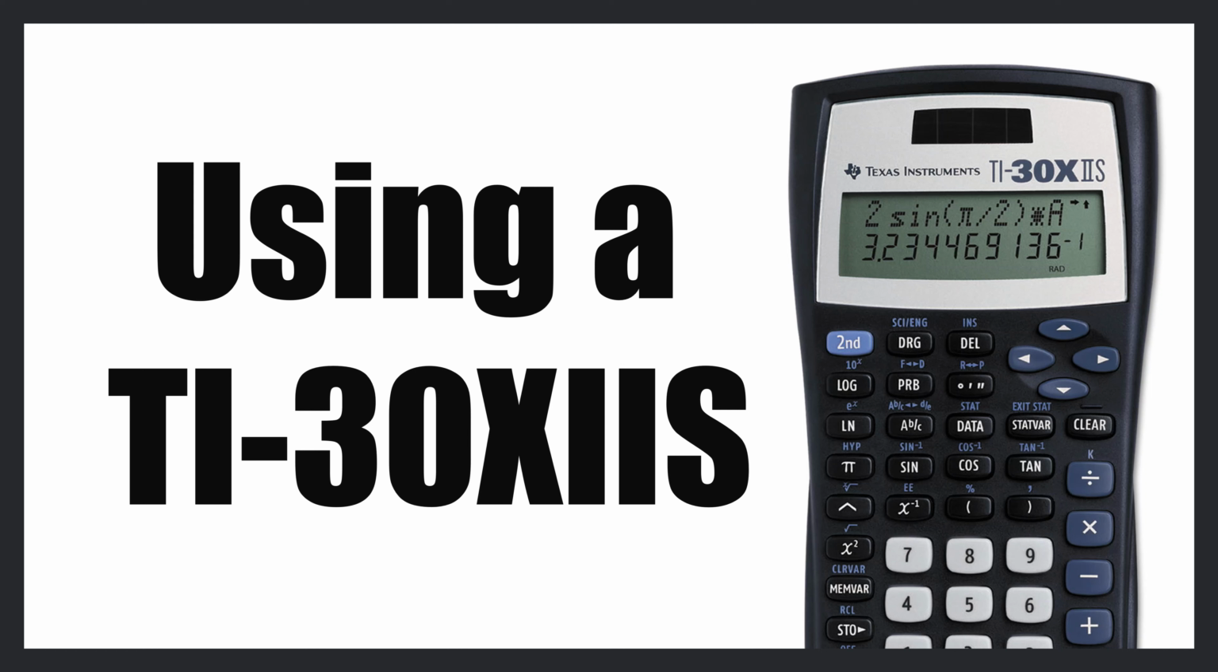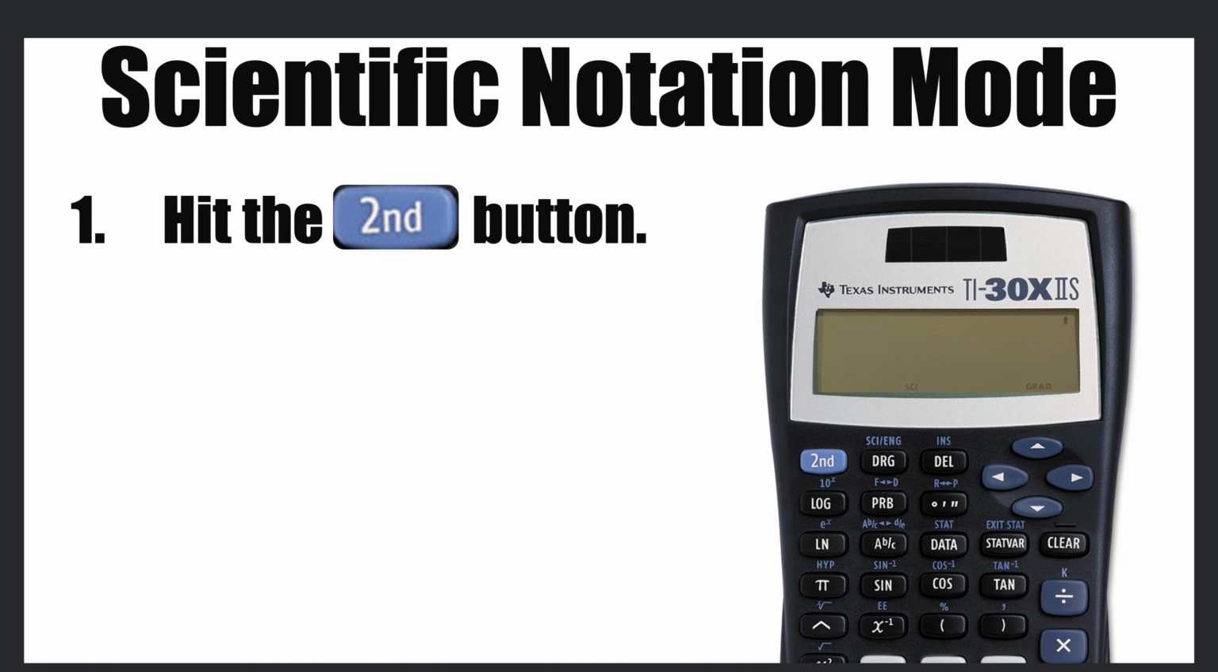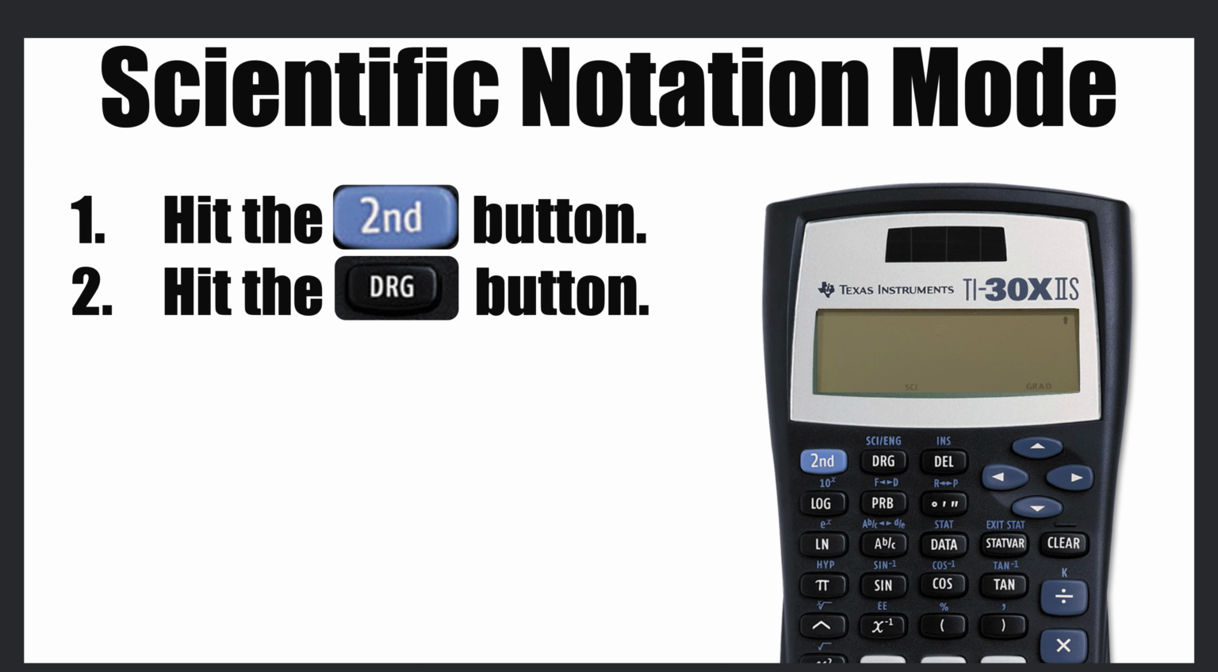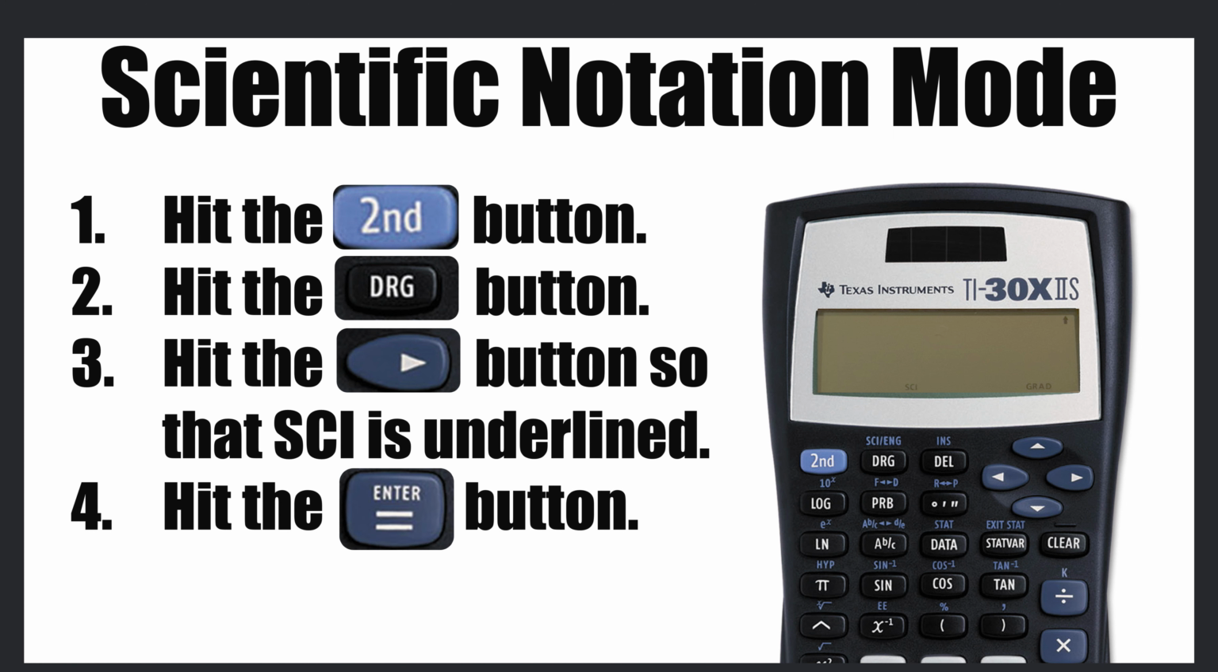What we're going to go over is how to use a TI-30X2S calculator in order to do calculations that are in scientific notation. The first thing that you need to be careful of is that your calculator is in scientific notation mode. To put it in scientific notation mode, you're going to hit the second button, then hit the DRG button. Then you should see that different settings are going to pop up on your screen. You need to hit the right arrow button so that the psi is underlined on your screen. Then you're going to hit enter.